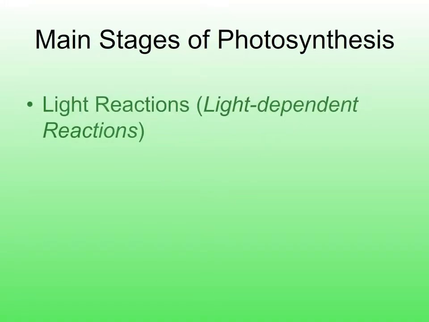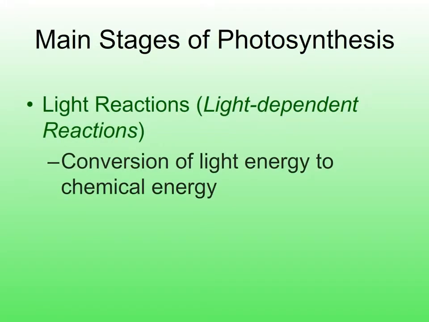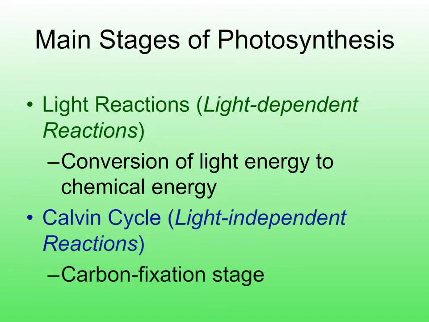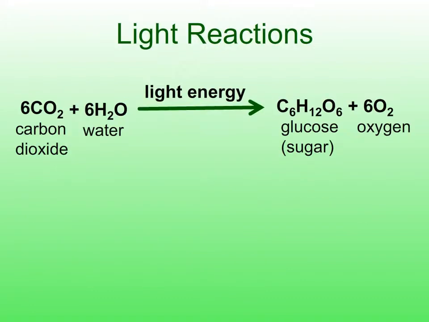There are 2 main stages of photosynthesis. The light reactions are named so because they are dependent on light. These reactions convert light energy into chemical energy. Whereas the Calvin cycle does not directly need light to occur. In these reactions, carbon is fixed into carbohydrate molecules. Let's look at an overview of these 2 main stages.